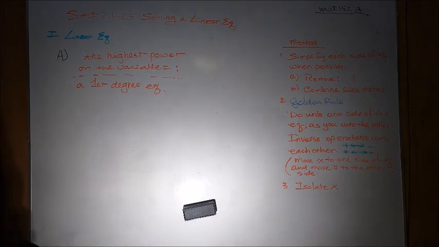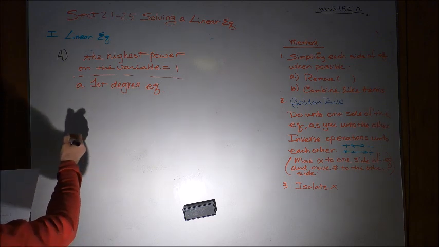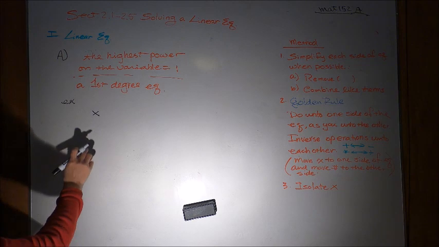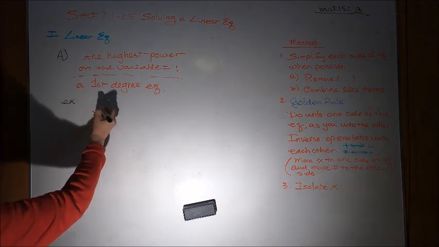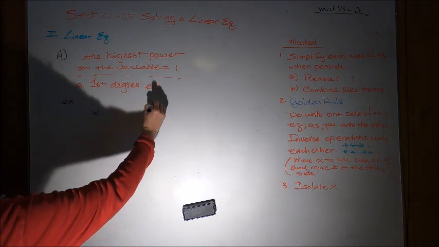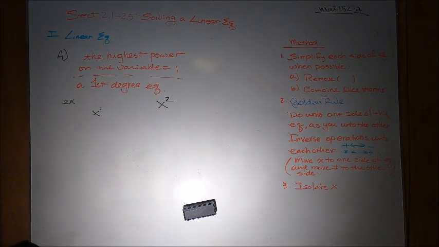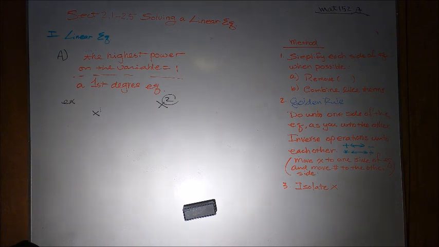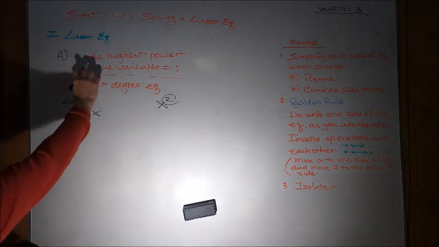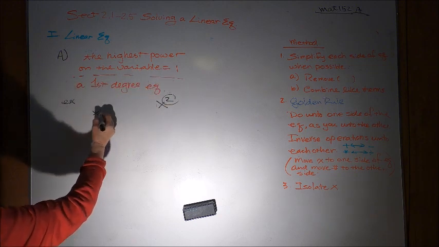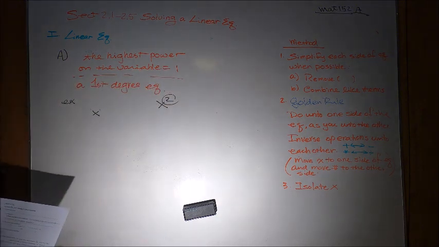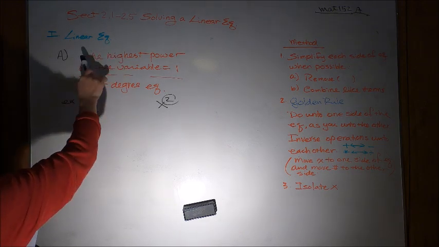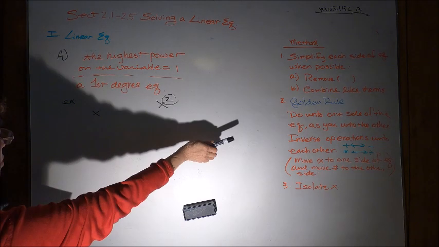So we have a variable, right? If I write x, it means power of what? 1, an invisible 1. If I write x squared, what's the power? That's the square, the second power. We say the highest power on the variable is 1. That means x only has 1 power. And for a linear equation, the highest power on the variable is 1.